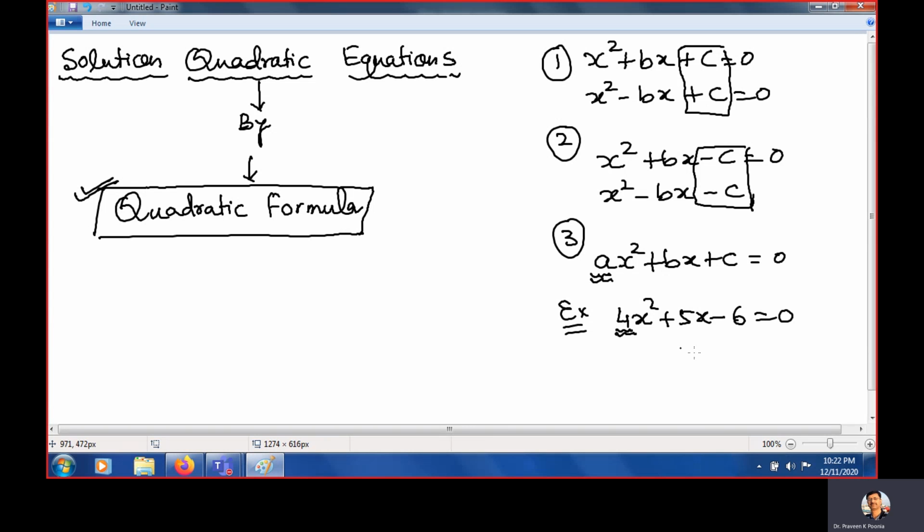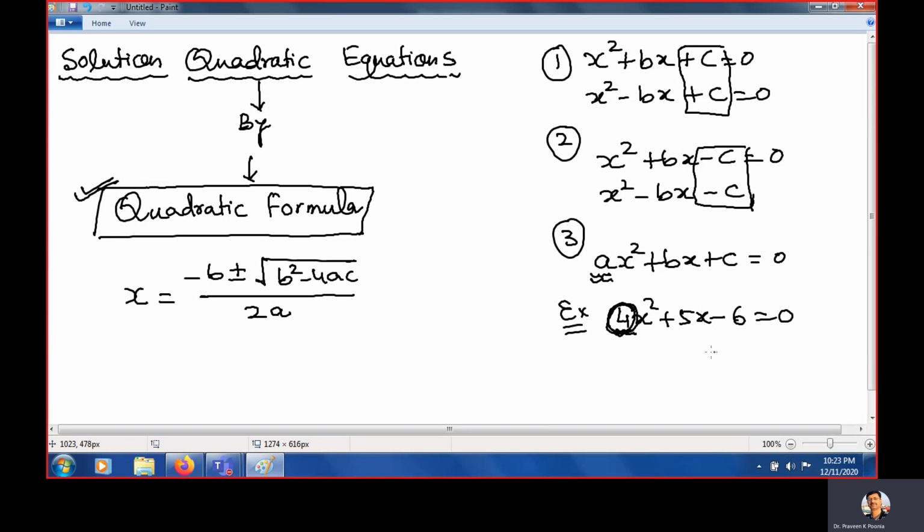We can factorize also. We can get factors of this quadratic equation, no problem. But that type of factorization is not included in your course material, so I am not explaining that. I am simply explaining the quadratic formula if a is given. If a is given, you need to use this quadratic formula. What is this quadratic formula? x equals minus b plus minus square root of b square minus 4ac upon 2a.